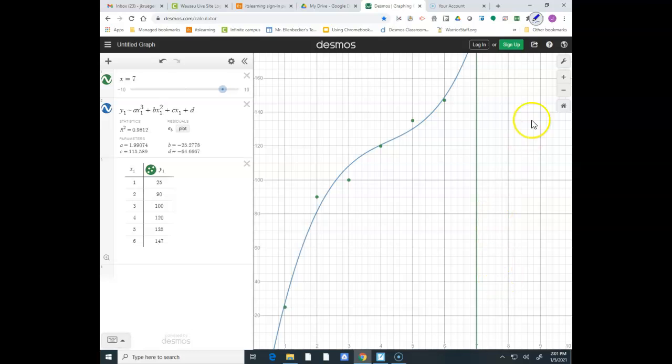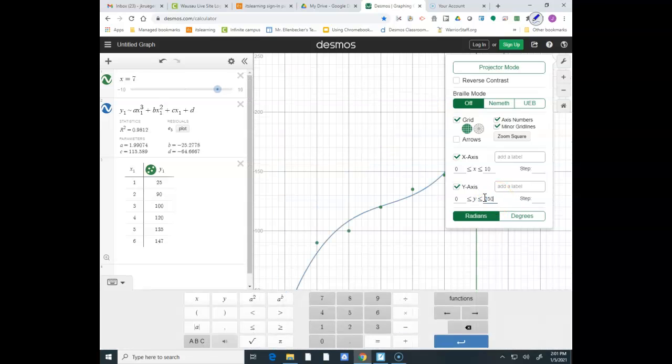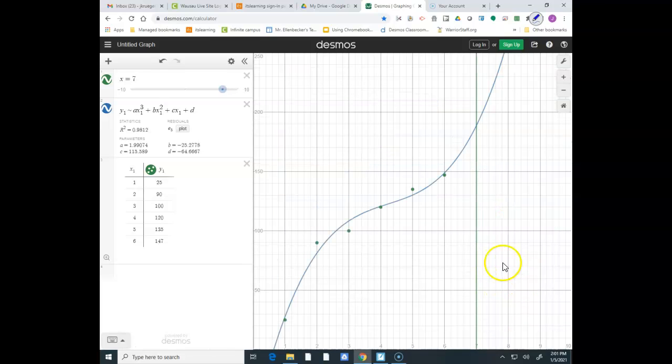Notice I can't see where it intersects, so I have to change my y. I'm going to go up to like 250. Aha, now I can see it. So wherever this green line touches my graph, and all I have to do is touch it with Desmos, I can see how many they're selling in week 7. It looks like it's going to be about 188 to 189 tickets.